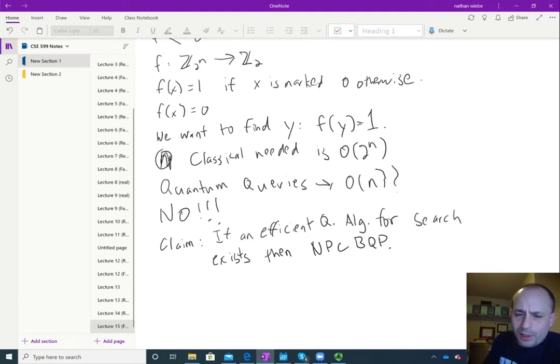Now, this statement is actually, at first glance, somewhat trivial, because what I'm saying is that if we can do quantum search efficiently on a classical quantum computer, then we can solve any problem in NP in polynomial time on a quantum computer. And in order to understand how that works, let's take a look at the proof.